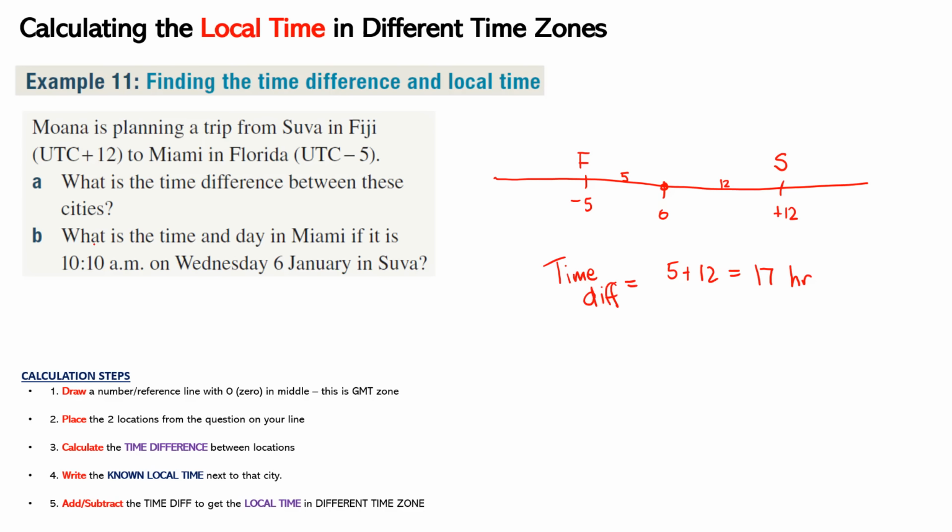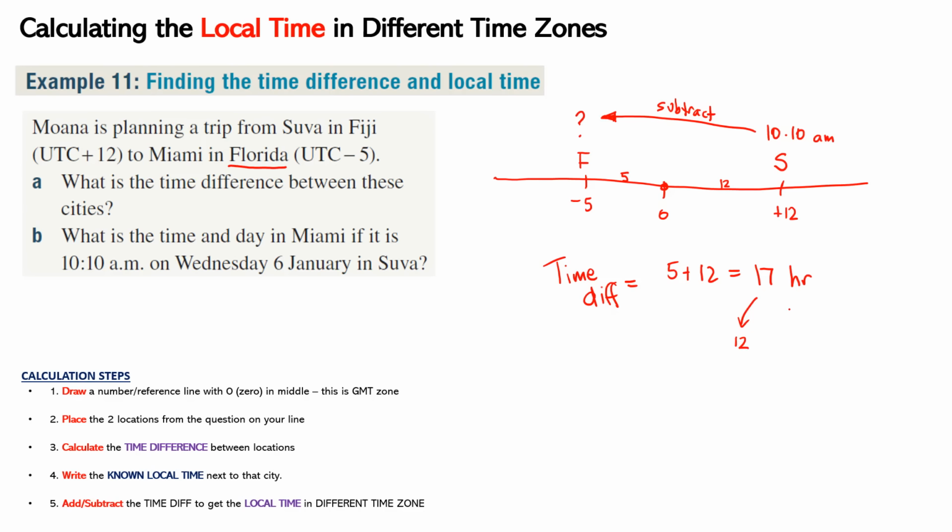The second and last part, what is the time and day in Miami? So remember, that was our Florida. So what's the time over here if it's 10:10 a.m. in Suva? So if I put that over here, 10:10 a.m. in Suva, we want to know the time in this direction. So again, it's a negative time. So again, we're going to subtract our time difference. So we're going to subtract 17 hours.